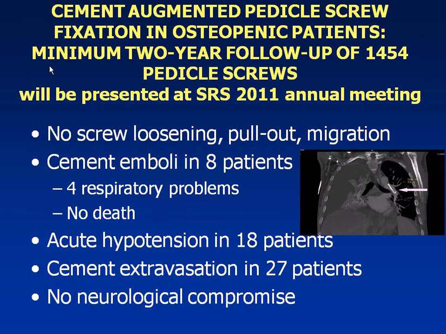So at the end of, when we evaluated those 1,454 pedicle screws, we haven't seen any screw loosening, pull-out, or migration, or pedicle screw related complications. But we definitely had cement emboli in 8 patients, where 4 of them had respiratory problems. But we didn't have any deaths, and we had acute hypertension in 18 patients, cement extravasation in 27 patients. Thank God we didn't have any neurological problems at the end of this procedure.